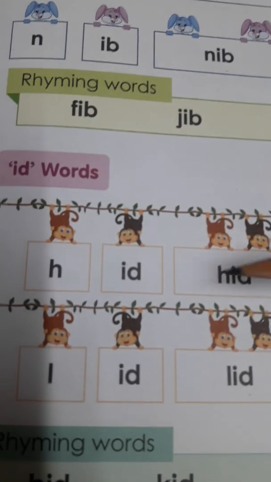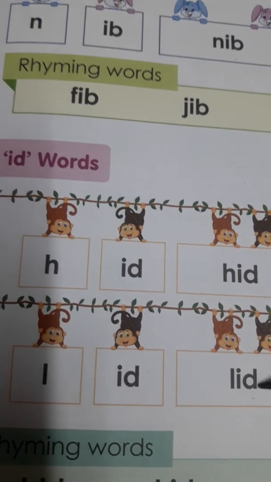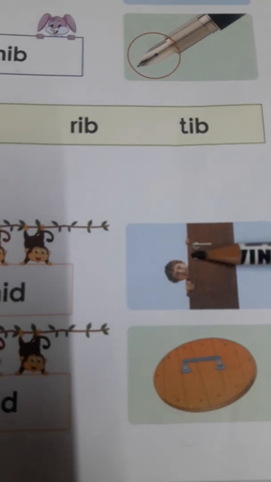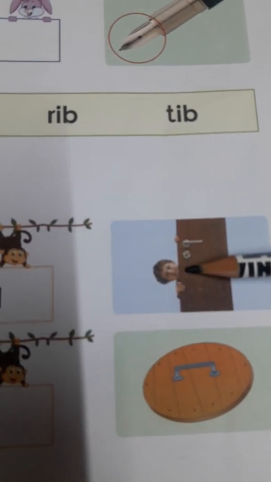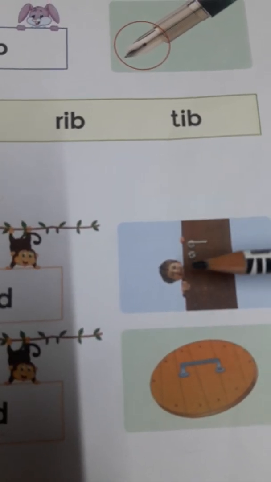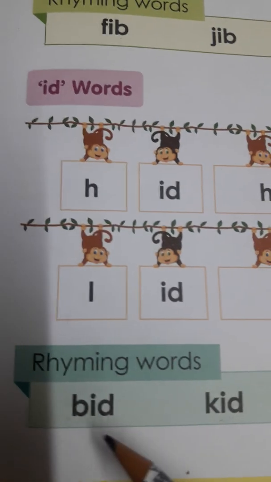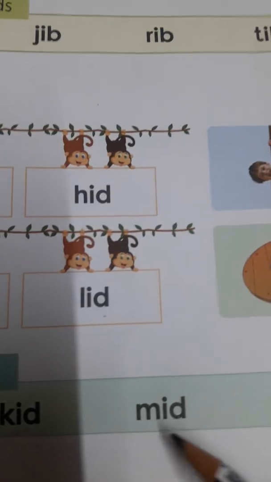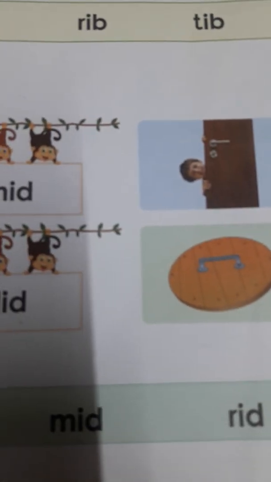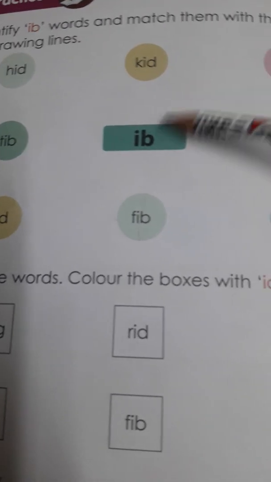Now next, these are id words. Ha, id, hid. La, id, lid. Picture, hid, lid. This is hid, lid. Rhyming words: bid, kid, mid, rid. This page has been done.